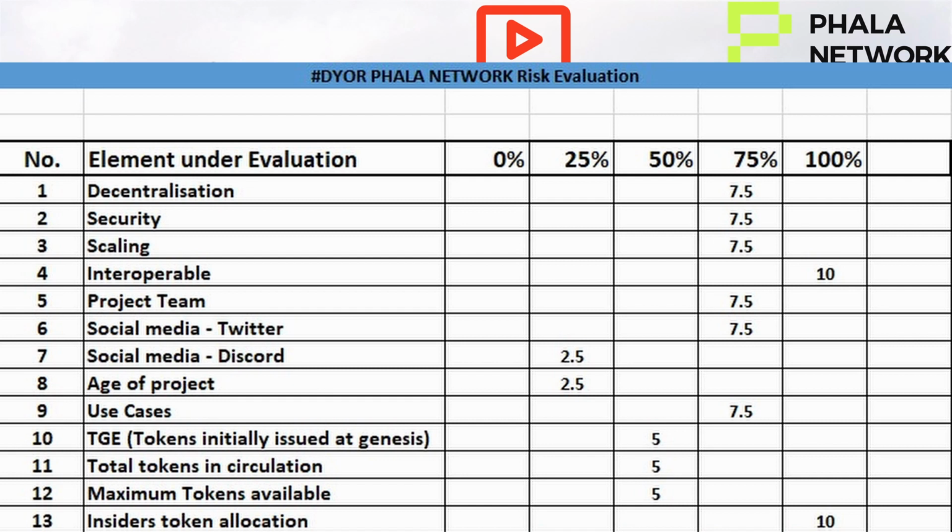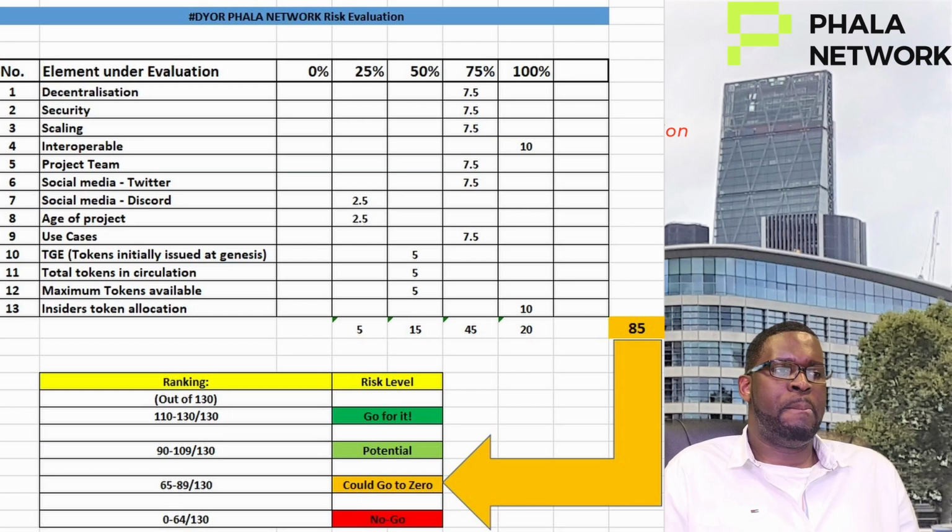So, what is the final score for Phala? Phala achieves a mega 85 out of 130, which is in the could go to 0 category. Most great projects we've evaluated have come under this category, could go to 0. Only a couple or so have gone into the higher category, potential. So far, none have gone into the go for it category, which is 110 to 130.